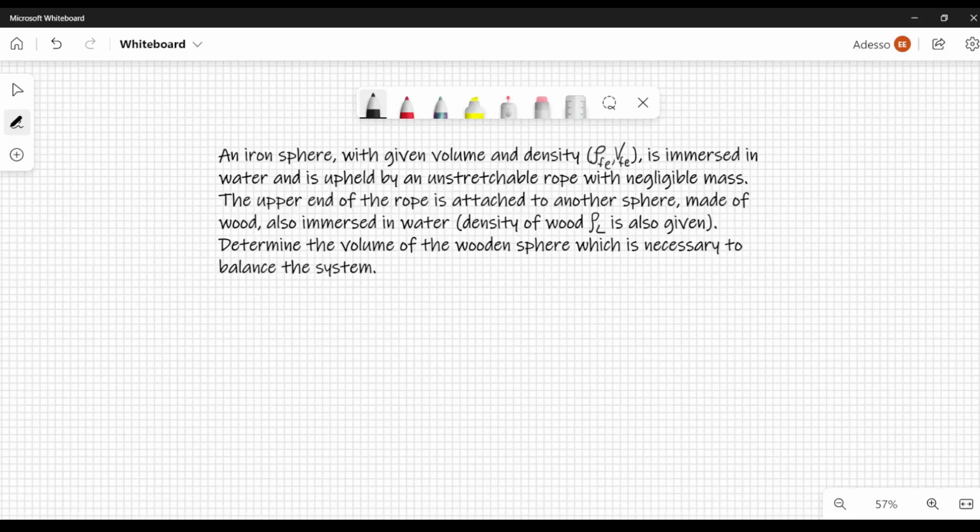This is a problem on the Archimedes principle. I have translated it from Italian.